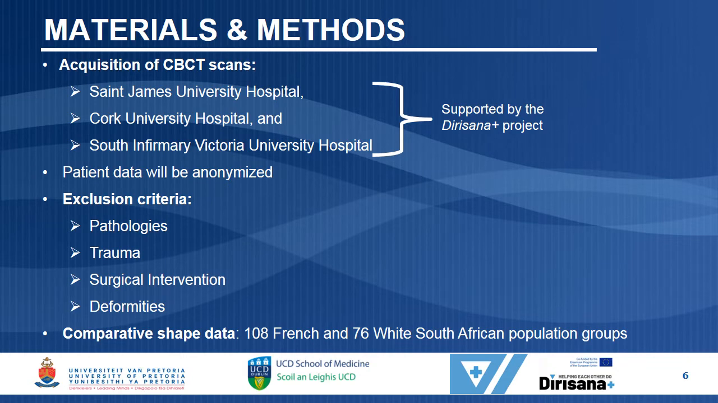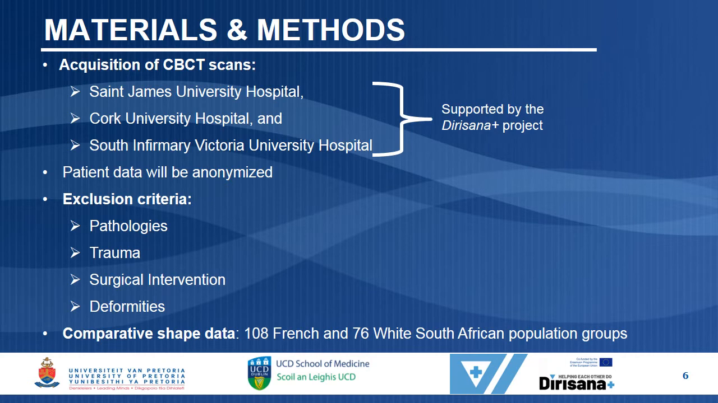Just to briefly explain the Durasana Plus project, this project is a capacity building project co-funded by the Erasmus Plus program of the European Union in higher education aimed at improving health sciences education in Southern Africa. The Durasana Plus project consists of 5 partner institutions in Southern Africa, namely the University of Pretoria, the Sefako Makgatho Health Sciences University, the University of the Witwatersrand, the University of Namibia, and the Walwitshire Health Training Center.